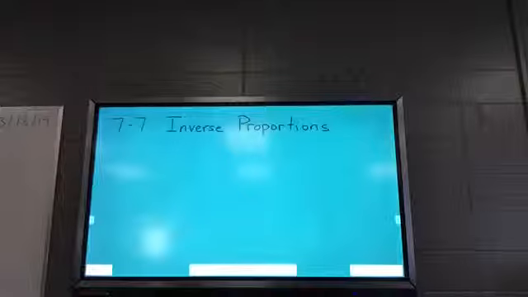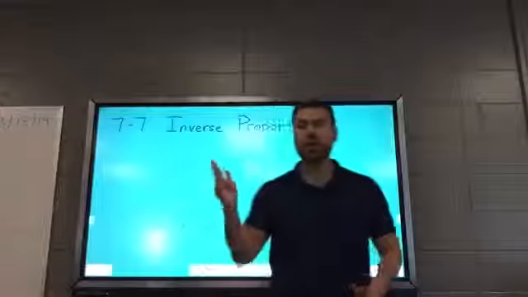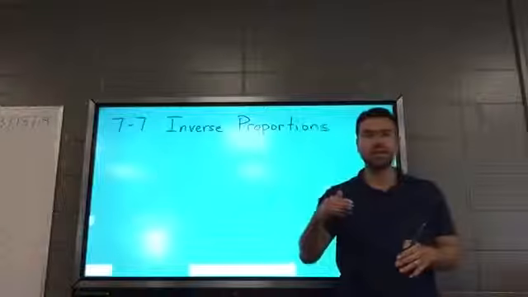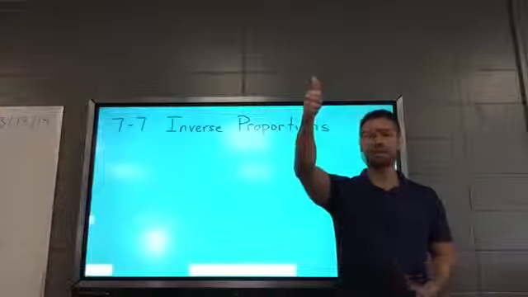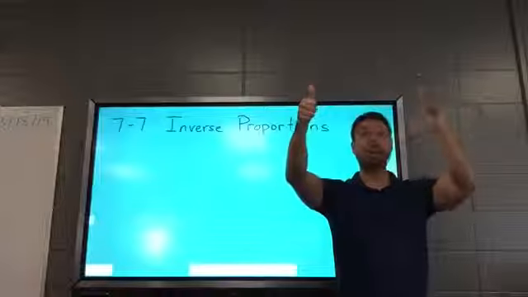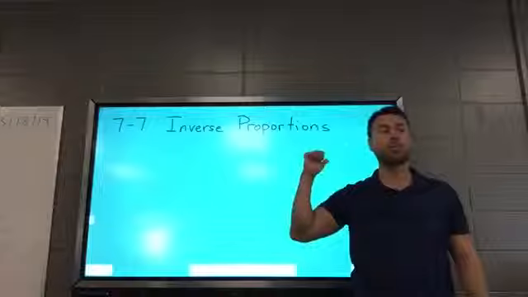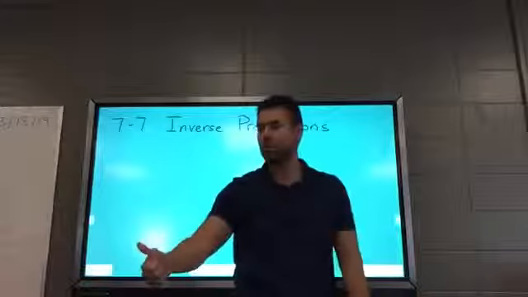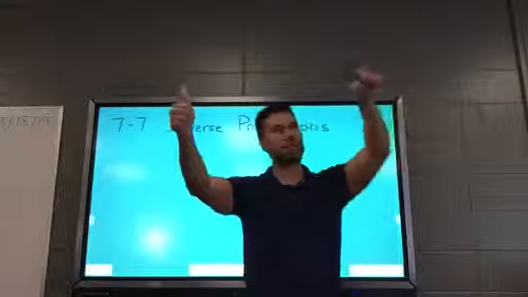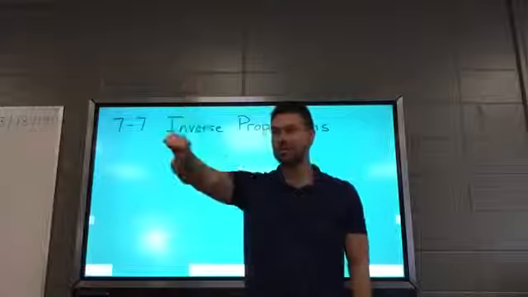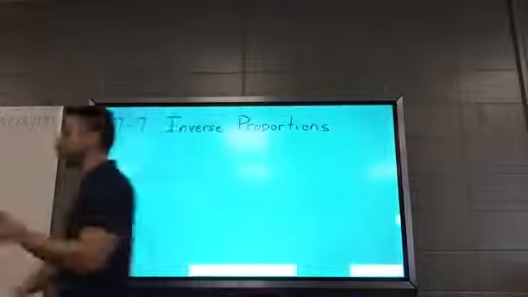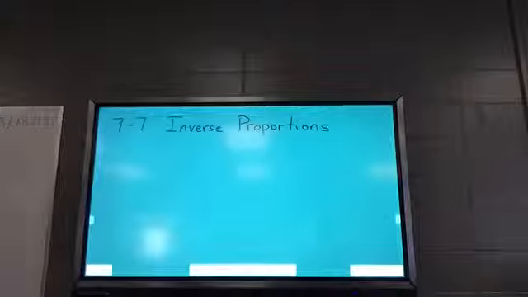All right, inverse proportions. Listen carefully. With direct variation or direct proportions, when one thing went up, the other thing went up as well. That's for direct. When one thing goes down, the other one goes down. Inverse proportions, you guys remember that when one thing goes up, the other one has to go down. And when one thing goes down, the other one has to go up. So that's inversely related, inversely proportional.